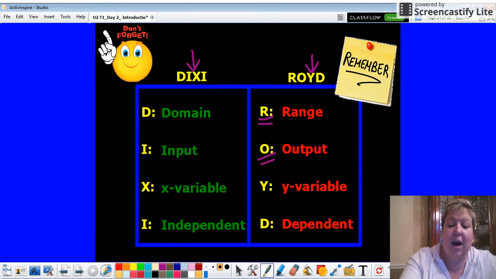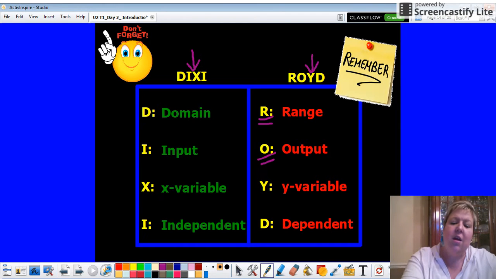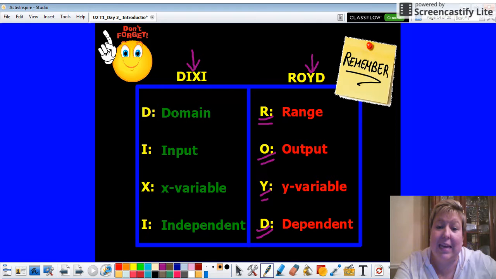The O stands for the output. If the X is what we're putting in, the O is what we're getting out. The Y value is always that answer. That's what's coming out of our function. The Y stands for the Y variable, and the D stands for Y being dependent. So the Y variable is the dependent variable in the situation, hence DIXIEROID. If you remember DIXIEROID, you will never confuse the two. I promise you I'm way older than you, and I still use this to help myself out.